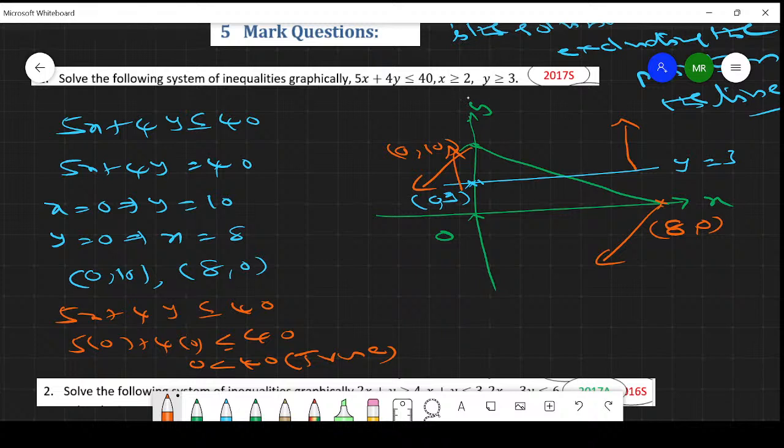Again the same thing for x greater than or equal to 2. For example, I have written 1 here, and here I can write this is 2. The line is x equal to 2, and they are saying x greater than or equal to 2. See, I will write here.